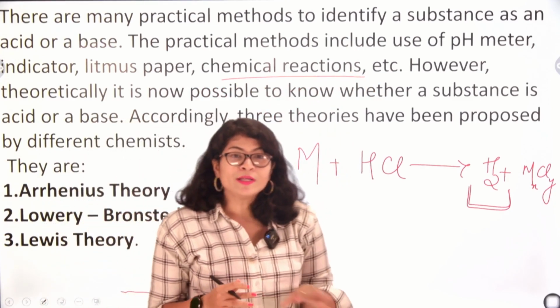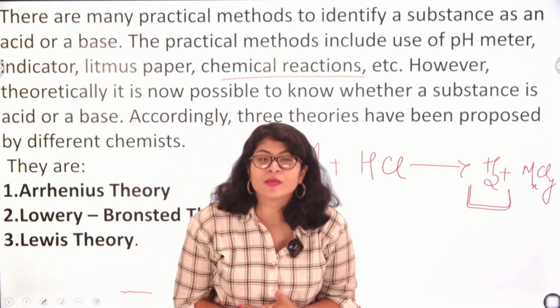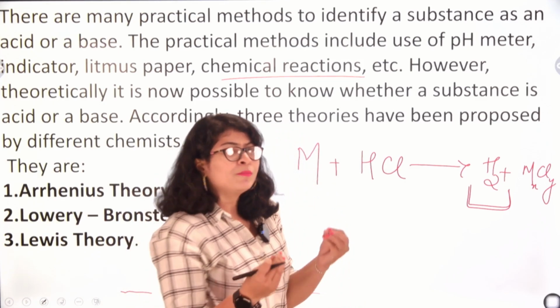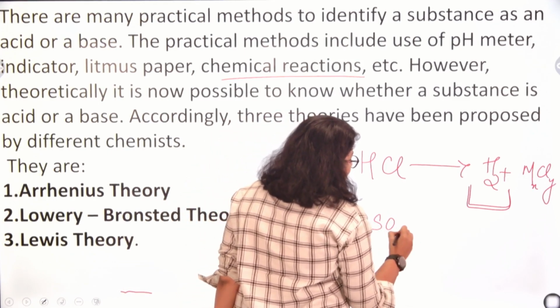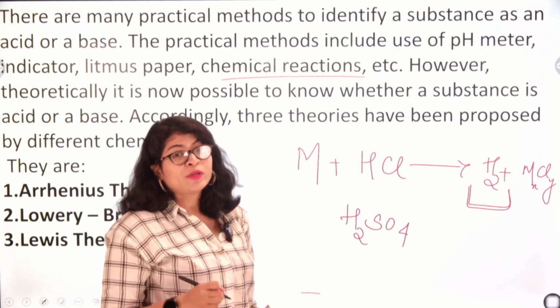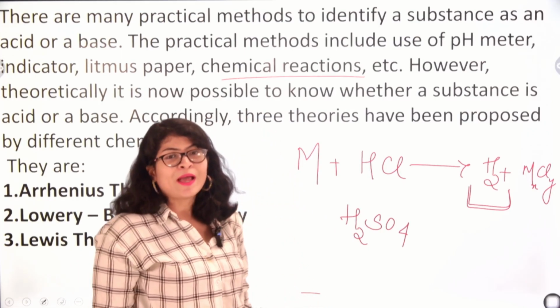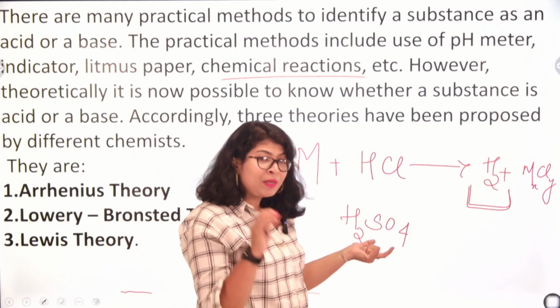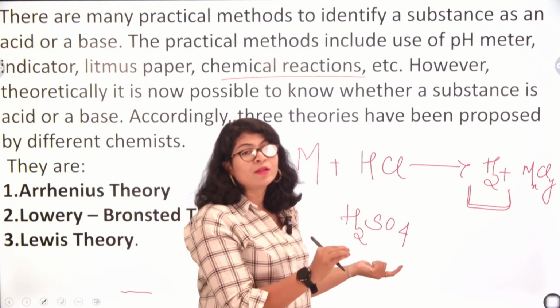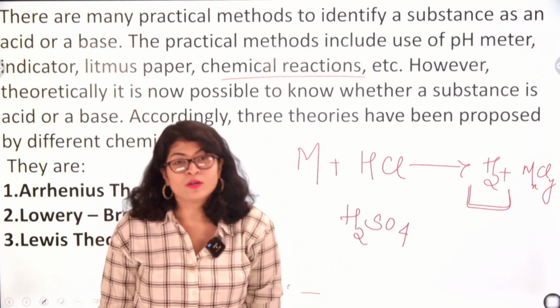However, theoretically it is also possible to know whether a substance is an acid or a base. Suppose on pen and paper I am asking whether H2SO4 is an acid or a base. In that case, you cannot run to the lab to test it. So there has to be some theory or logic by which, simply by looking at the structure or phenomenon or the reactions of H2SO4, you can know whether it is an acid or a base.